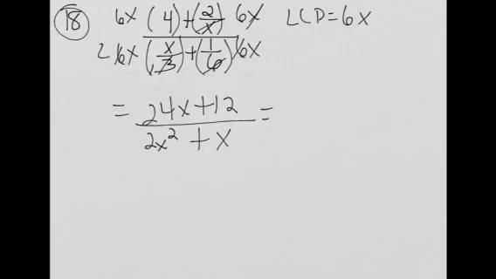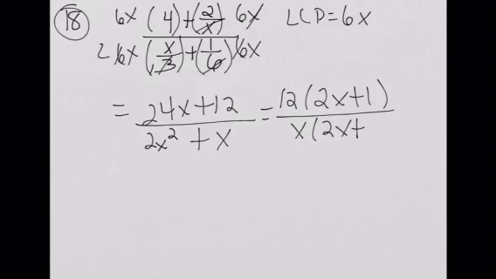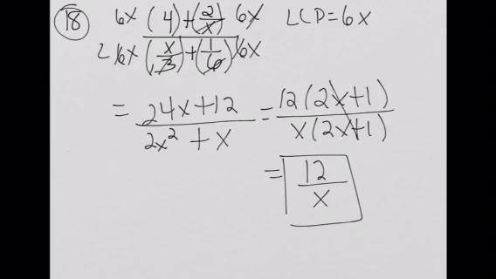And now I want to see if I can factor anything. Well, at the top, we can factor a 12 out, and so that leaves me with 2x plus 1. And on the bottom, I can factor an x out, and that leaves me with 2x plus 1. And so now we see we have the common factor of 2x plus 1 on the top and bottom. So they cancel each other off. And so we're just left with 12 over x. And that's our final answer for number 18.